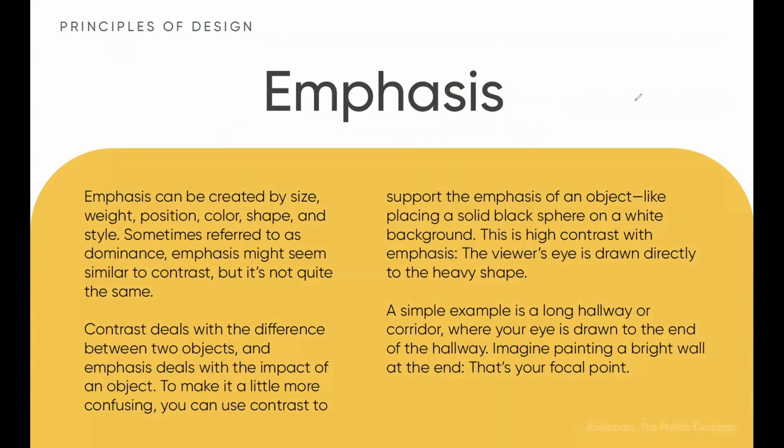Now, a similar example is a long hallway or a corridor where your eye is drawn to the end of the hallway, which is unavoidably true. Then imagine a painting on a bright wall at the end. That would be your focal point. That would be the thing you see immediately you look up the hallway. The first thing you see is the painting, right? So emphasis helps you to create focal points.